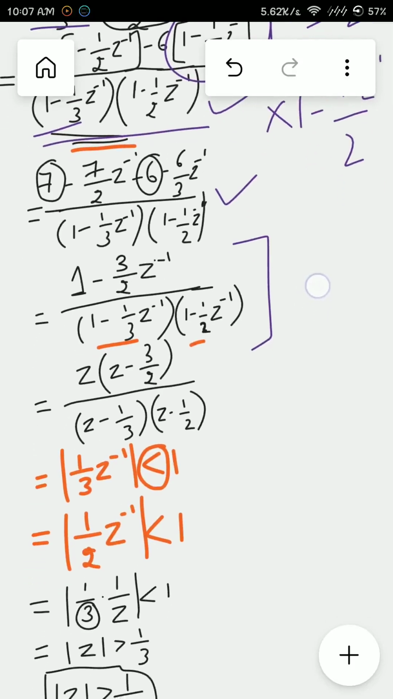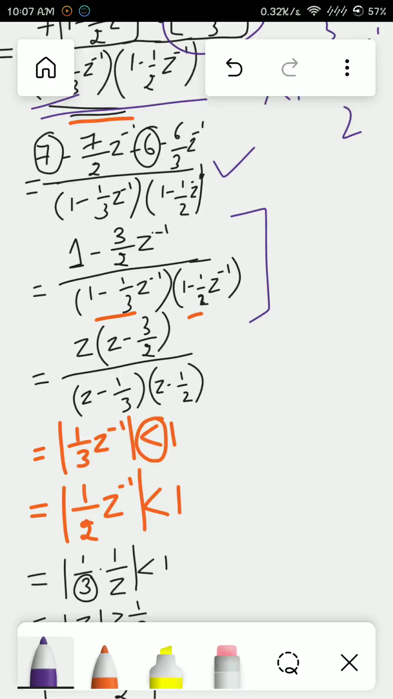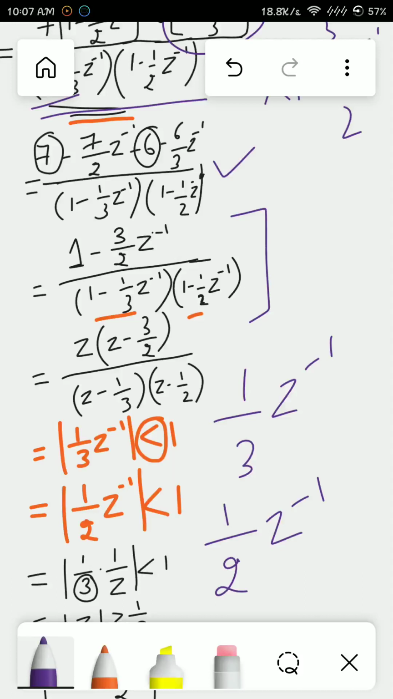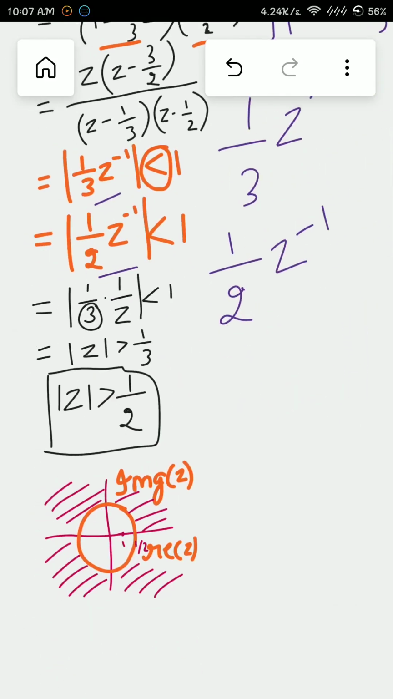And then next, for these terms to converge, there are two terms, 1 by 3 z inverse and 1 by 2 z inverse, right? For them to converge, I have to take them less than 1. So I simplified this and got modulus of z greater than 1 by 3 and 1 by 2 respectively. So my ROC is modulus of z greater than 1 by 2.